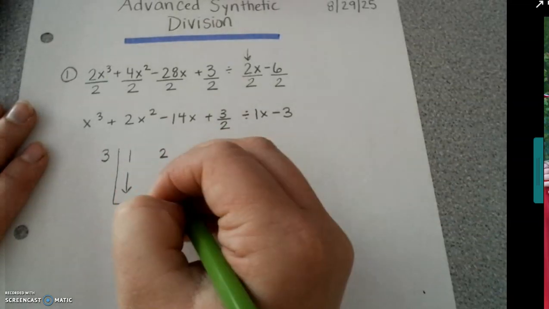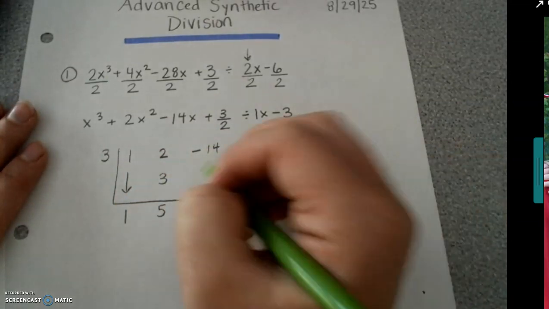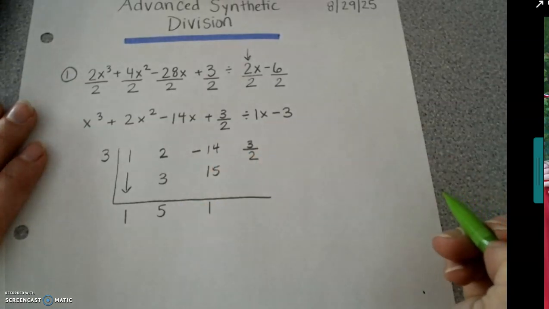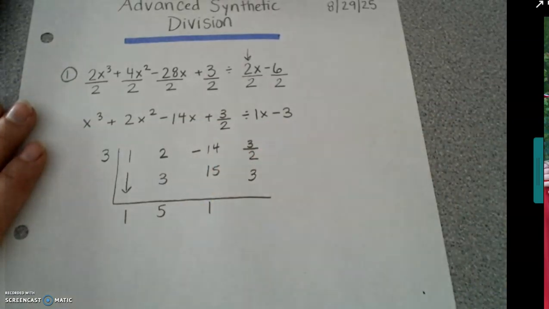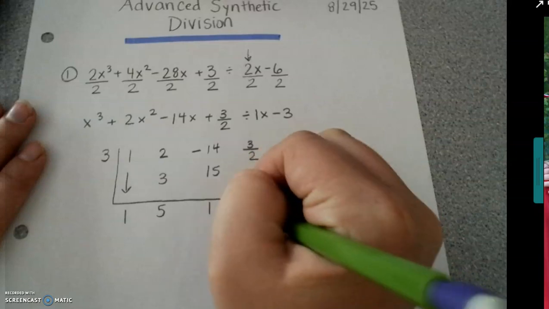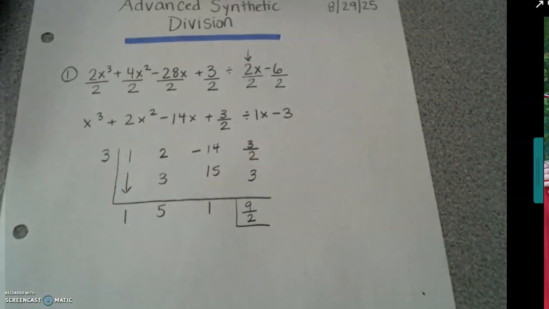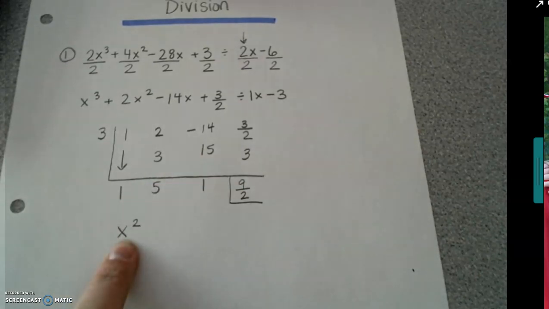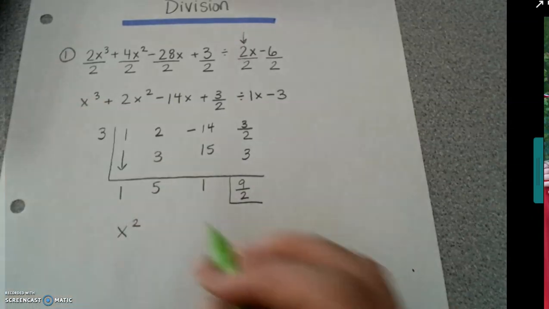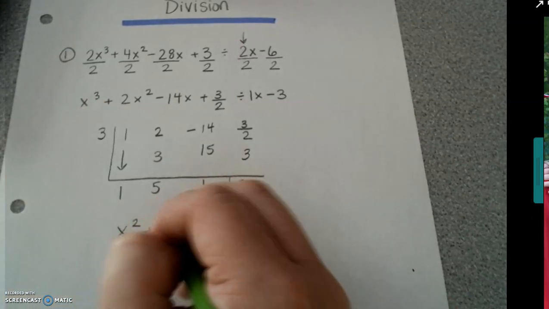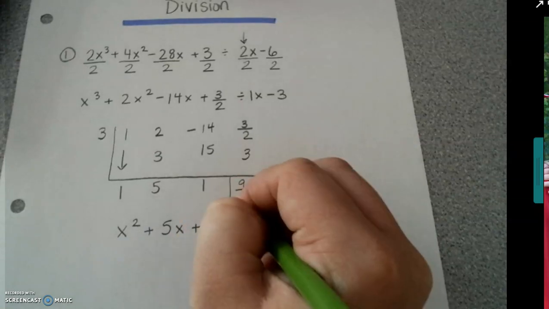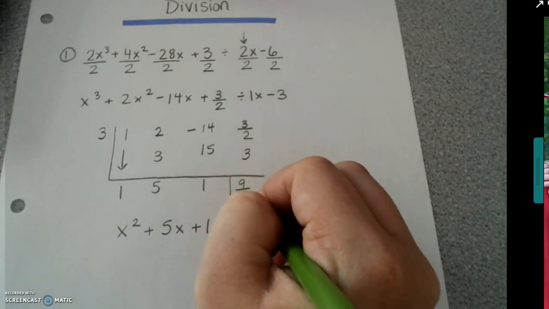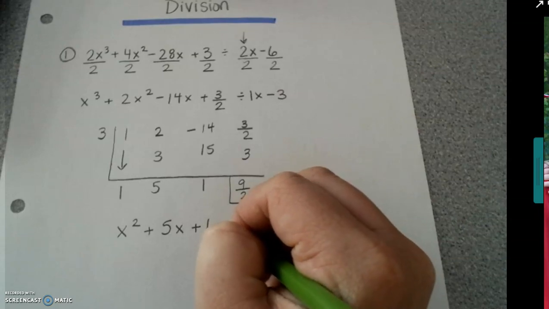Bring down the 1, multiply, add. Multiply, add. Multiply, add. So that leaves me with x squared, because it's a depressed polynomial, it's 1 less than my original, x squared plus 5x plus 1 plus 9/2 over, we want to do my original dividend.